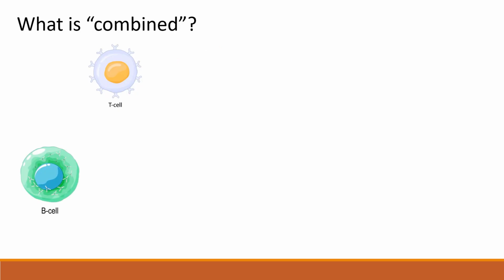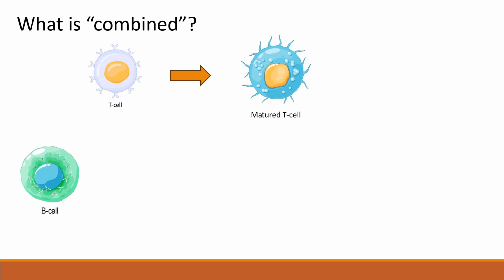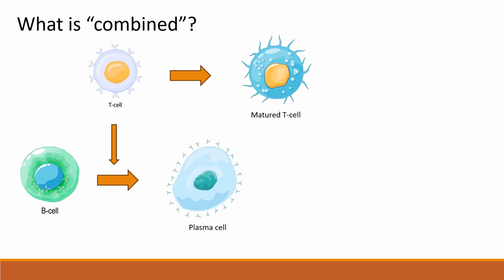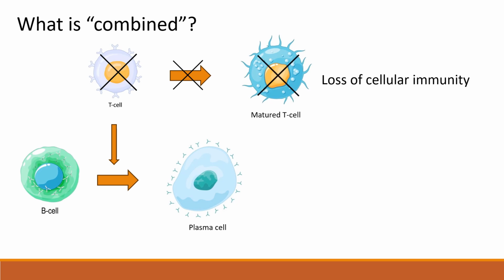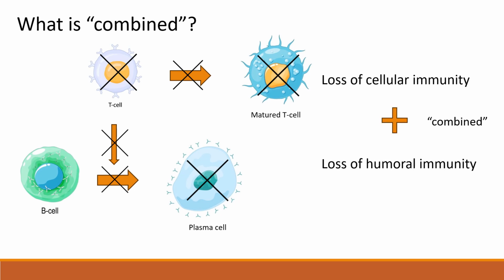First, T cells can mature to become T cells, which are responsible for cellular immunity. B cells can also become plasma cells, capable of producing antibodies and humoral immunity upon stimulation by T cells. In CID, T cells become abnormal. This prevents T cells from maturing and cellular immunity is lost. B cells cannot become plasma cells and cannot produce antibodies, so humoral immunity is lost. The loss of both types of immunity leaves the body vulnerable to all pathogens.